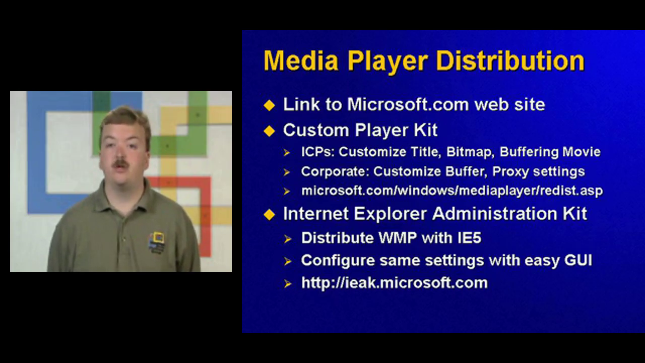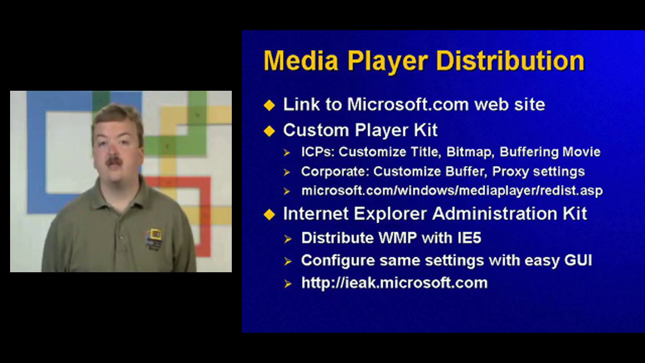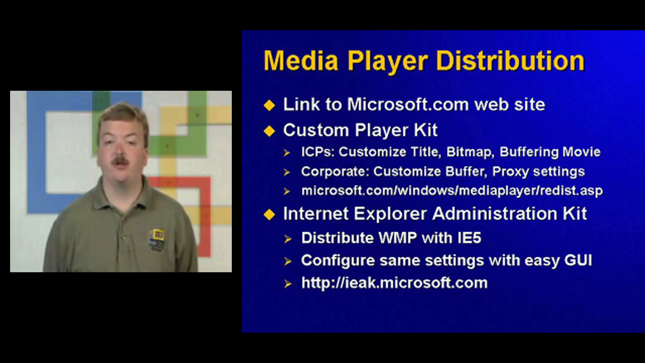Another option available is to use the Internet Explorer Administration Kit to produce a customized version of Internet Explorer that includes the Windows Media Player. The IEAK, as it's called, allows you to walk through a wizard, select the options you want to include in the package and how you want to customize it or set particular defaults, and produce a package customized for your organization. If you'd like to distribute the Windows Media Player inside your organization, either using the Custom Player Kit or the IEAK, first visit the IEAK website to sign a license agreement, which allows you to redistribute the media player free of charge inside your organization, or externally, or with your products as well.